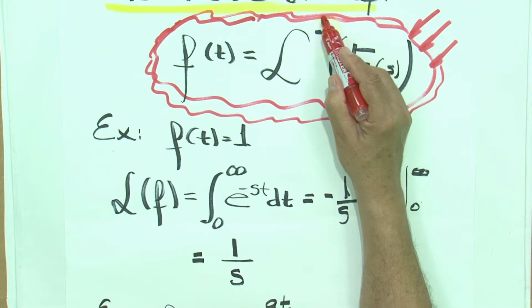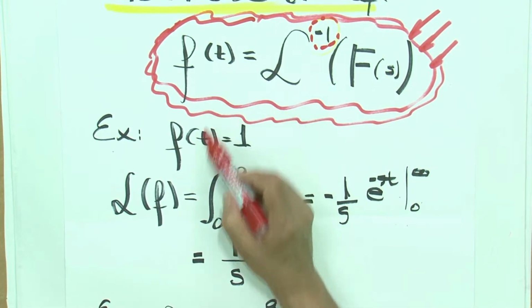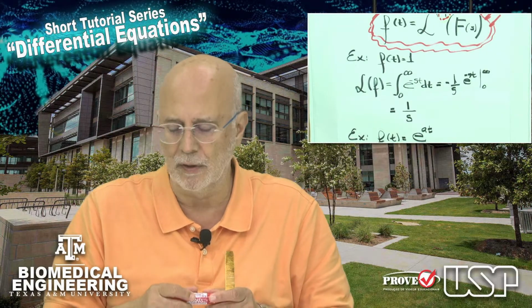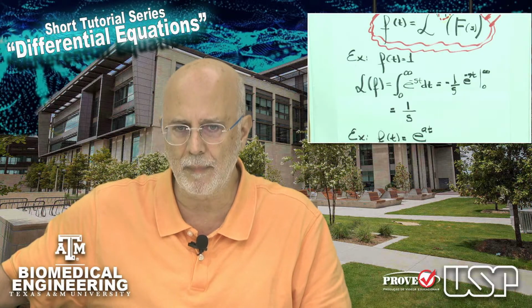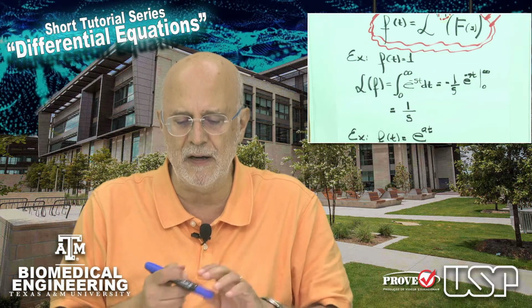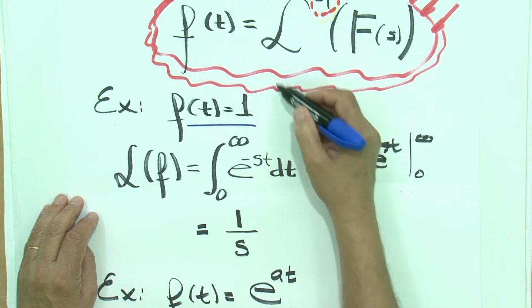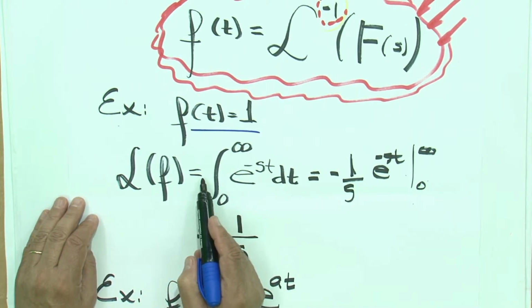So this is the inverse transformation. We're going back to the original variable, okay? Let me give you some examples. The first example I'm going to give you is a function that's a constant. If the function is a constant, I call it 1, because any value I put here will come out of the transformation.